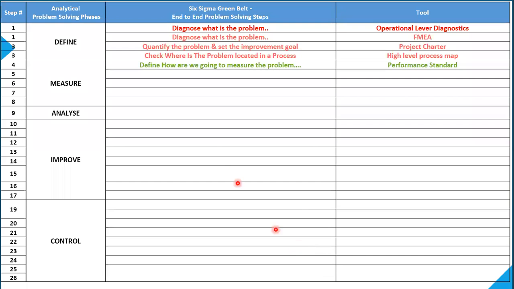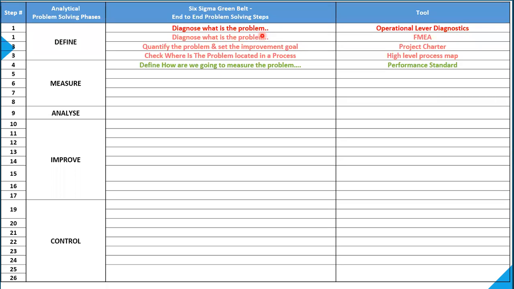Right. So we are done with the first few steps of Six Sigma. Define. We started with define. We had diagnosed what is the problem. We prioritized the problem. Then we documented the quantification of the problem and setting the improvement goal to project charter. Then to locate the problem, we also have gone through high level process map. So these are the attributes or elements of the define phase.